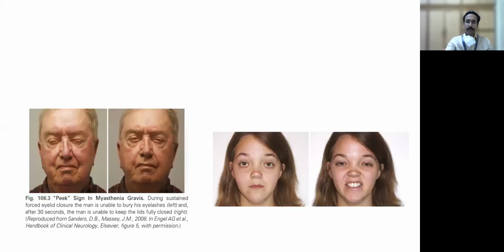Here is another sign which I like to mention in ocular myasthenia. The patient has both ptosis and eye closure weakness. Clinically, this correlates with when they are in the shower and soaping their face: they can't continuously keep their eyelids tightly shut, so soap will go into their eyes. They have difficulty when they are doing a face wash. That's called the peek sign. Continuous eye closure causes inability to continuously close the eye.